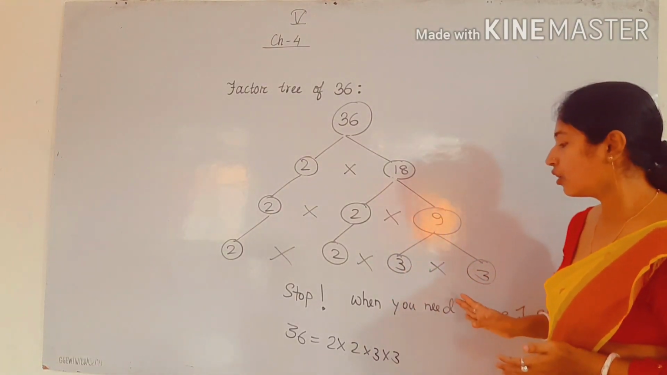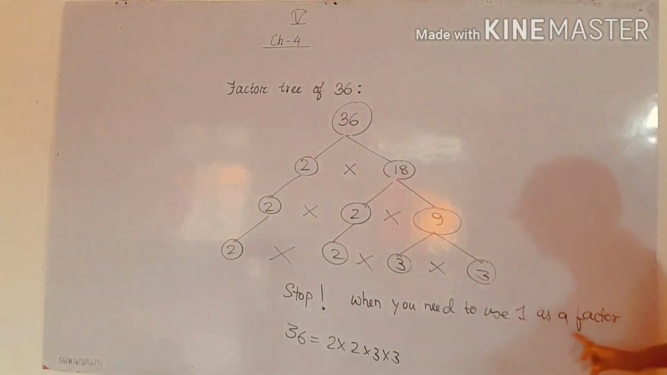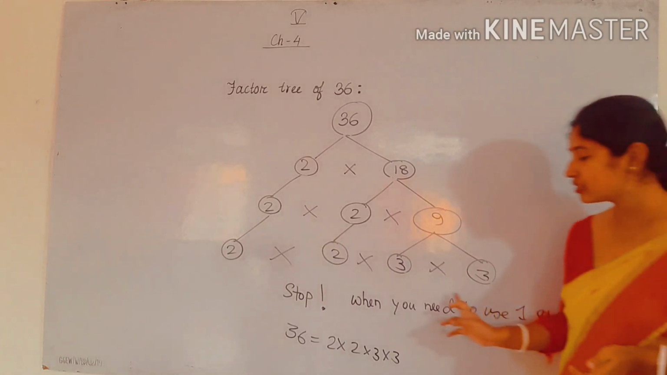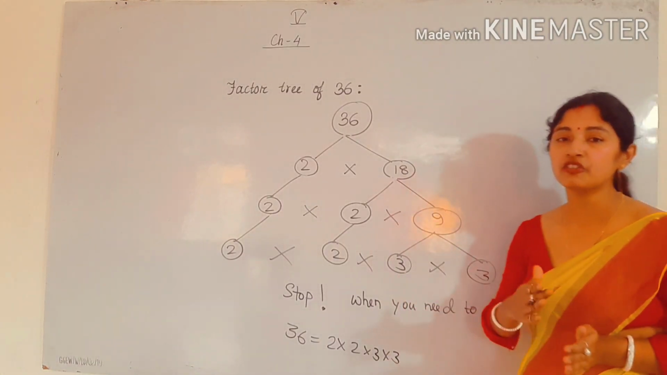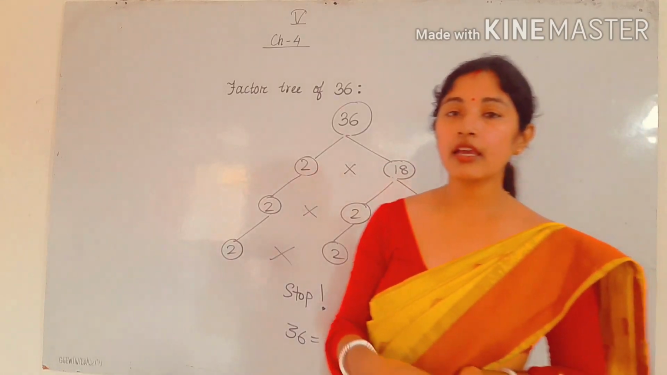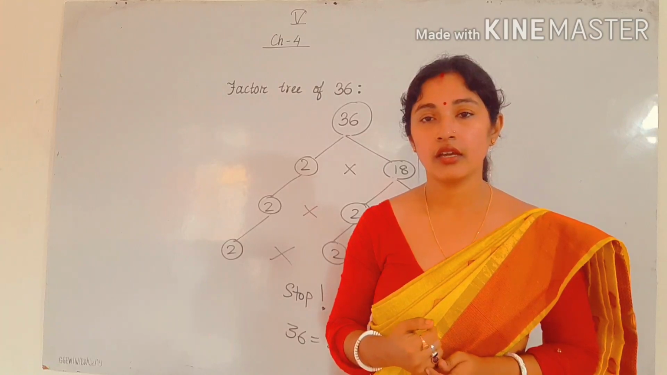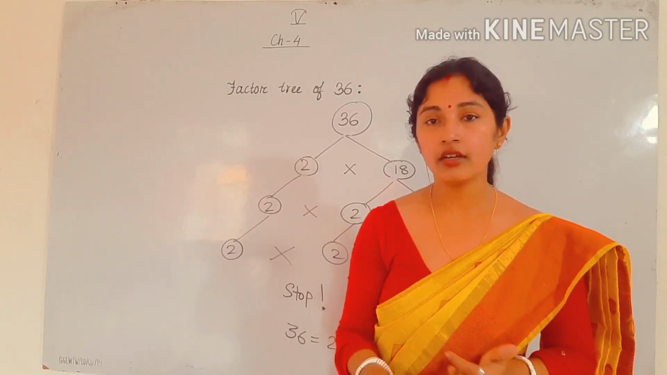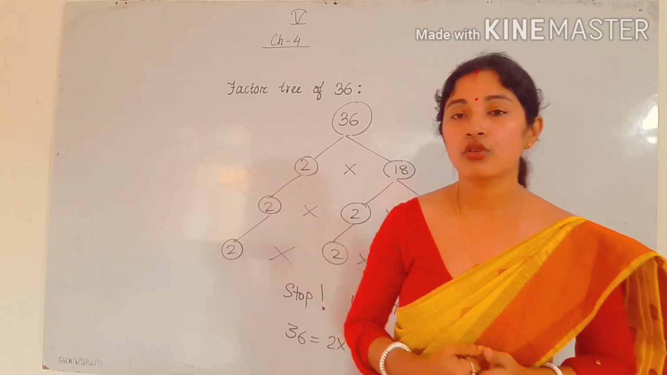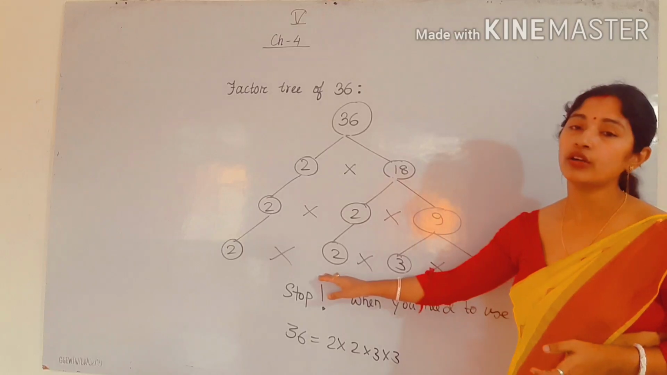So see here, you have to stop. When do you have to stop? When you need to use 1 as a factor. So now see, we can break 3 into 2 parts, but we have to write 3 into 1. Again 1 will come, but we cannot use 1 in the factor tree. As I already told, you cannot use 1. We have to start it with 2. So in this position we have to stop because we cannot use 1.